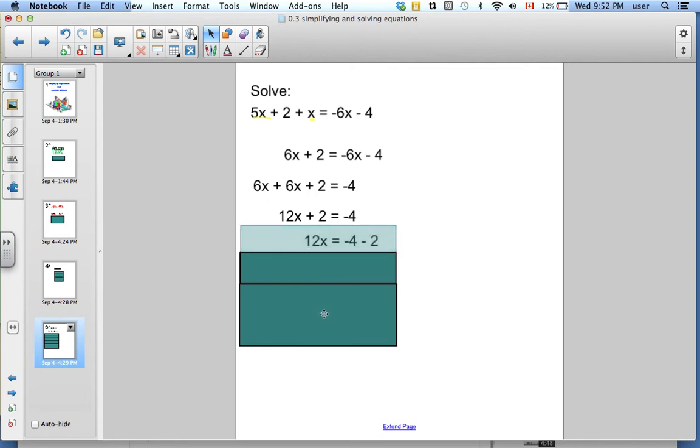When you have 12x equal to negative 6, from there, you have to isolate your x, so you're going to have to divide by 12 to undo multiplication. So you're going to get negative 6 divided by 12 gives us negative 1/2.